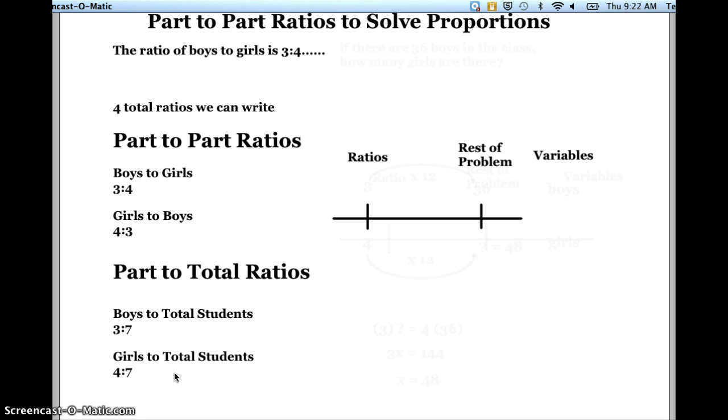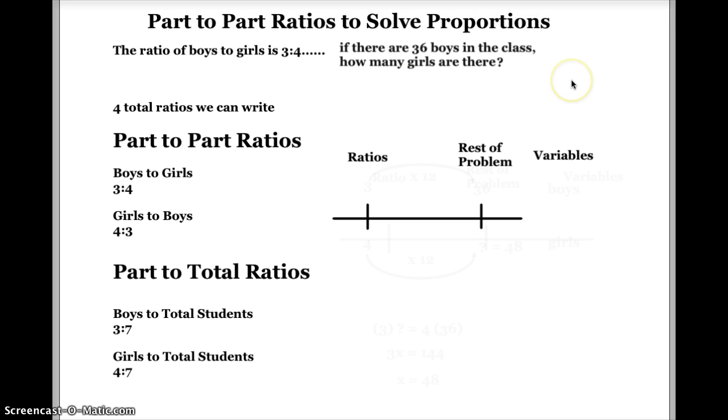Now let's look at this problem and see what kind of problem I have here. It says the ratio of boys to girls is 3 to 4. And the rest of my problem says if there are 36 boys in the class, how many girls are there? So the rest of this problem is going to help me define my variables. The 2 variables are easy to see when I look at the rest of the problem. They're boys and girls.